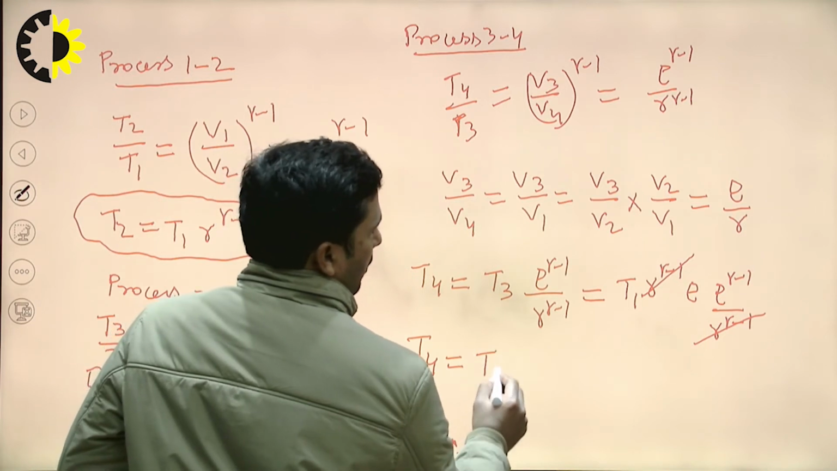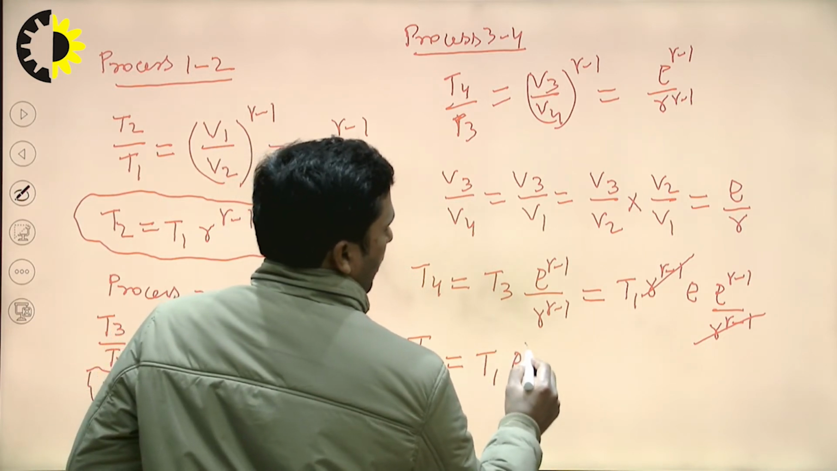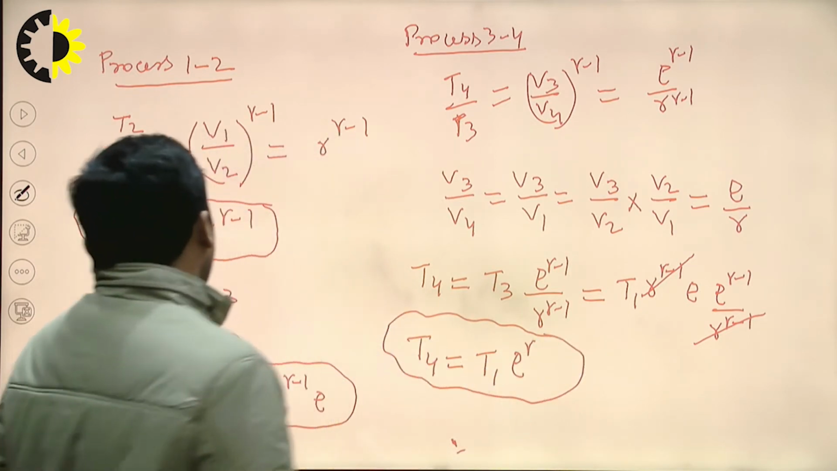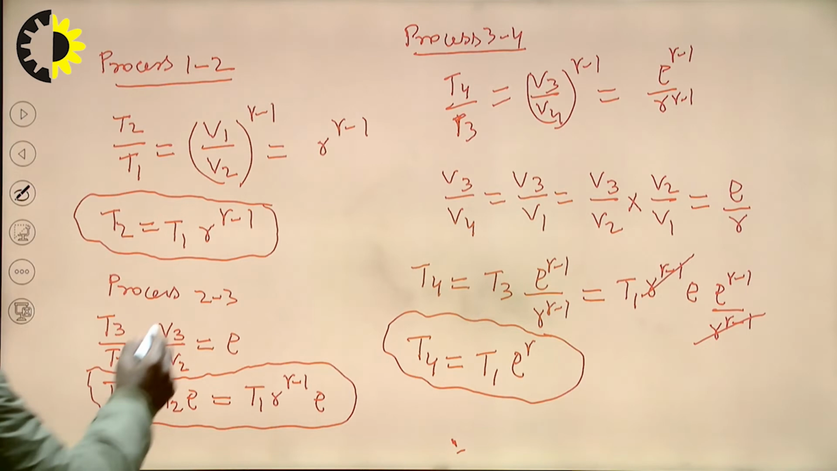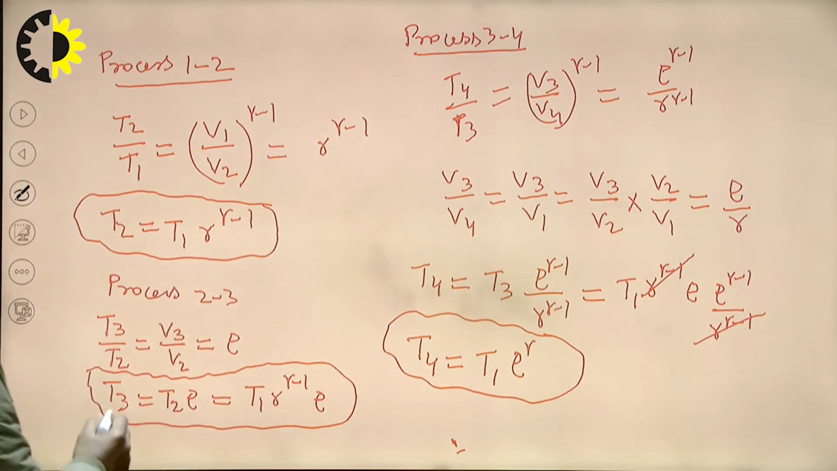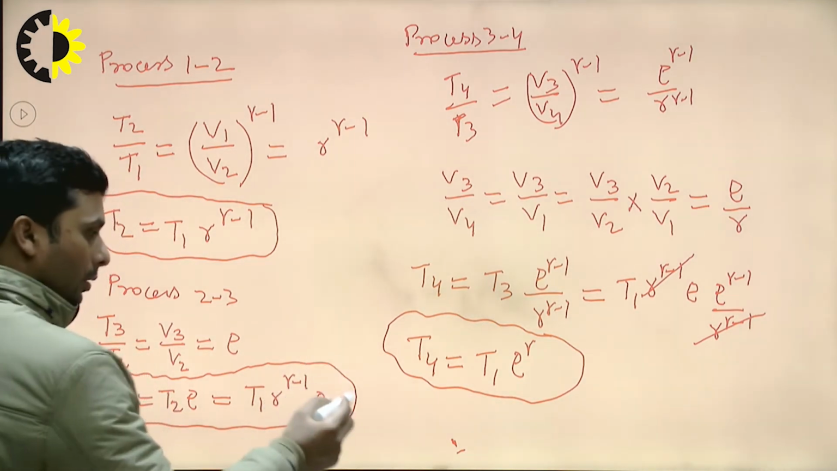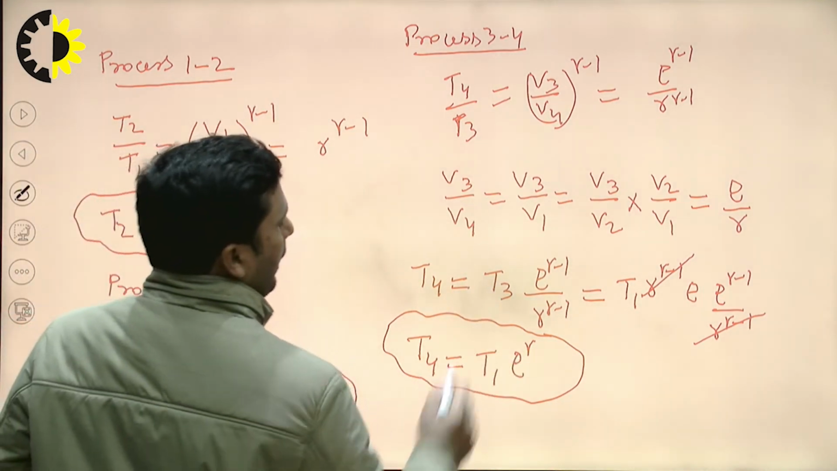T1 rho to the power gamma. So we have calculated T2 in terms of T1 R to the power gamma minus 1, T3 in terms of temperature, compression ratio and cutoff ratio, and T4 in terms of T1 and cutoff ratio.